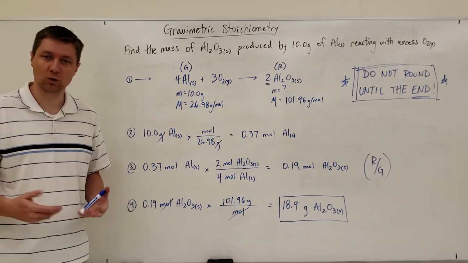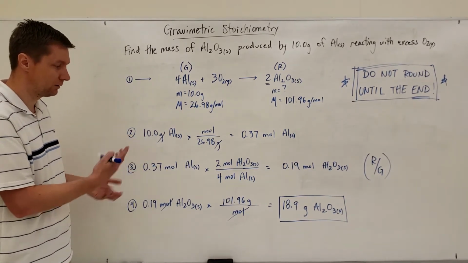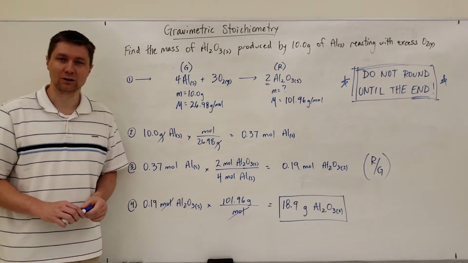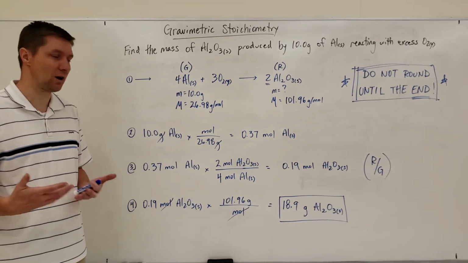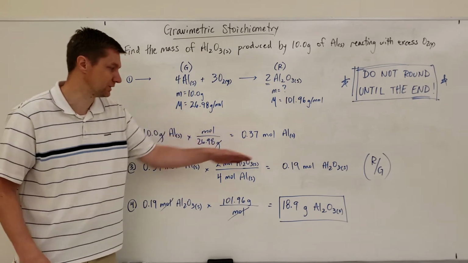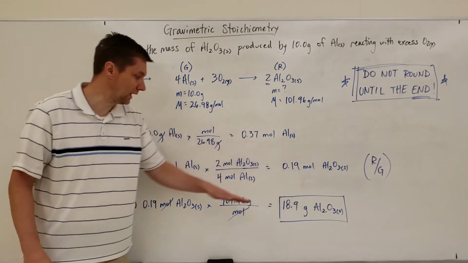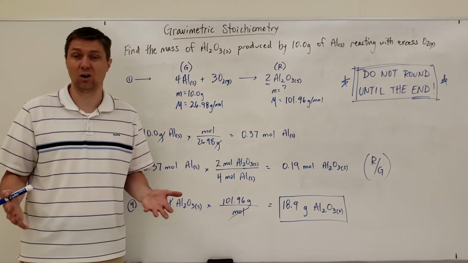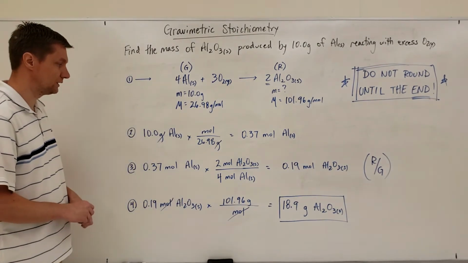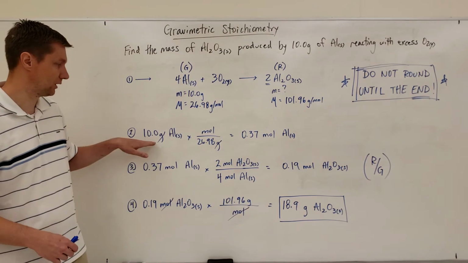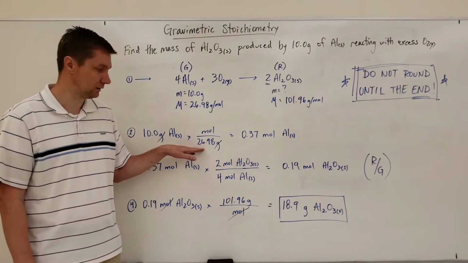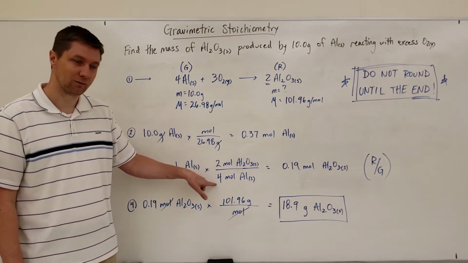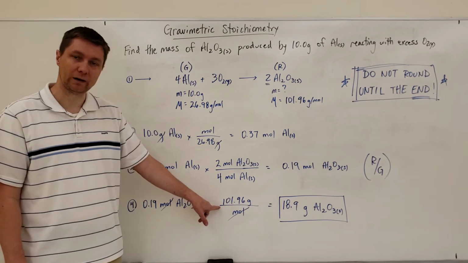There's actually a shorter way, and maybe as I've been doing my explanation here, you've noticed a few redundancies in terms of what I'm writing on the paper. You can see I've written 0.37 twice, 0.19 twice, and oftentimes we don't even need to write these down at all. Mathematically, what I've done here is 10 divided by 26.98 times 2 divided by 4 times 101.96.